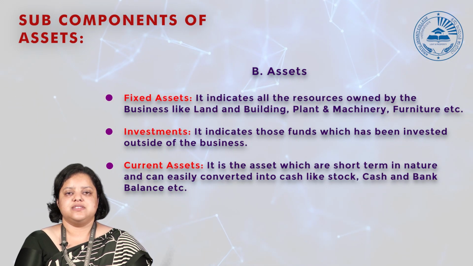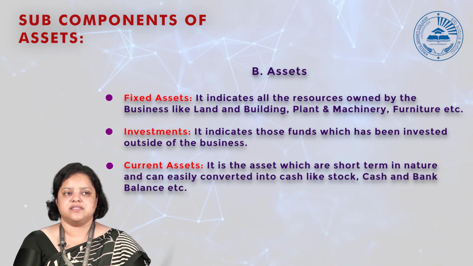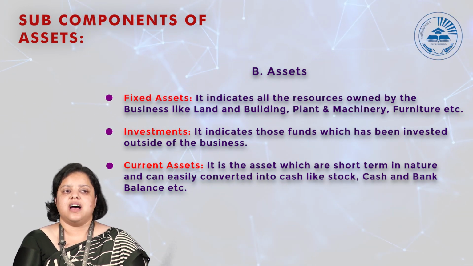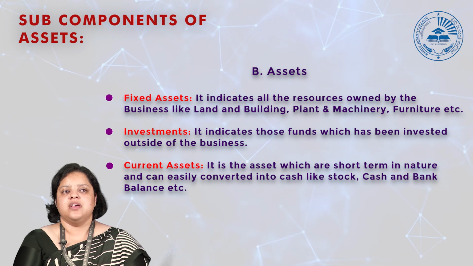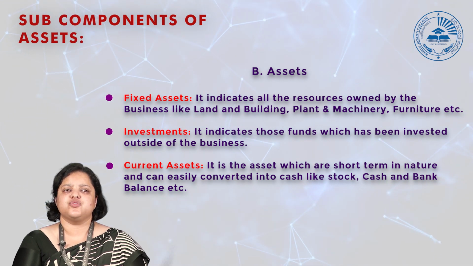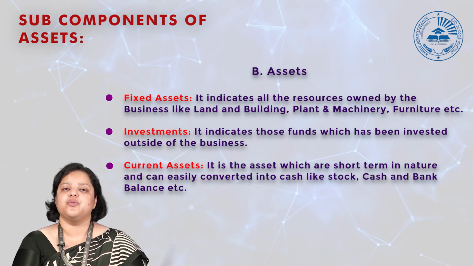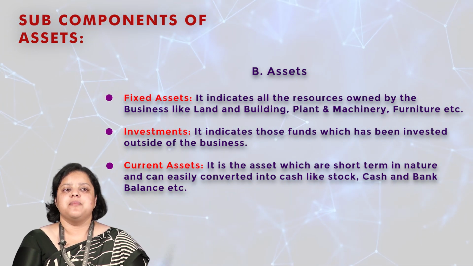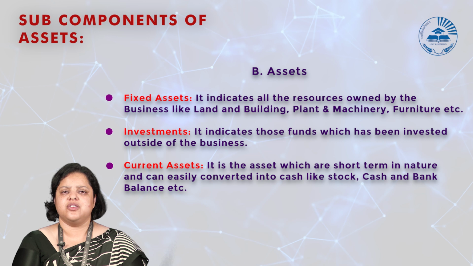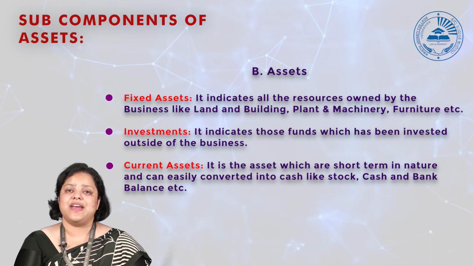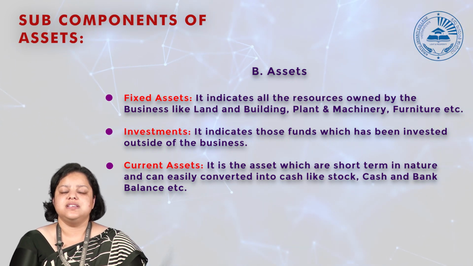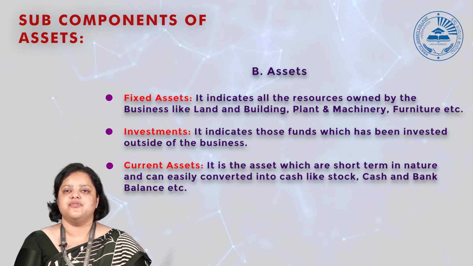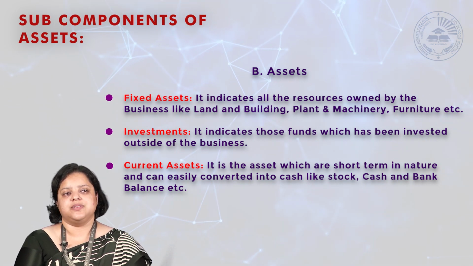Under assets we have mainly three subheadings. First one is fixed asset, second one is investment, and last one is current asset. Fixed asset indicates all kinds of resources which are owned by the business, like land and building, plant and machinery, furniture or any kind of license, patents, know-how. These are the assets of the company and they are all recorded under fixed assets in the balance sheet.